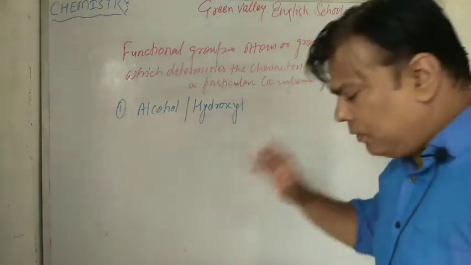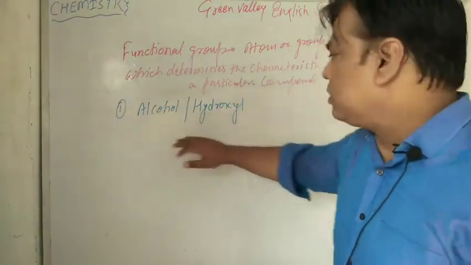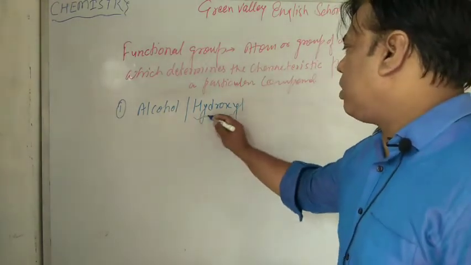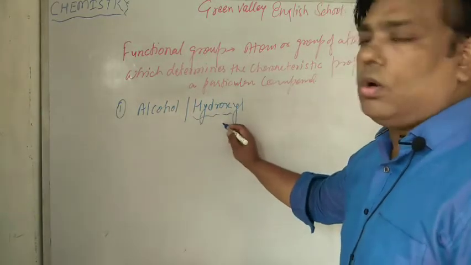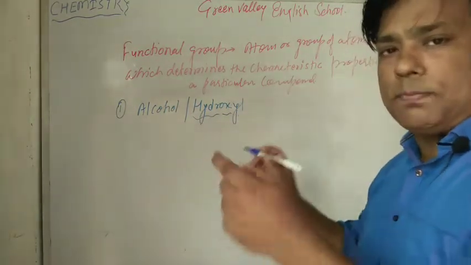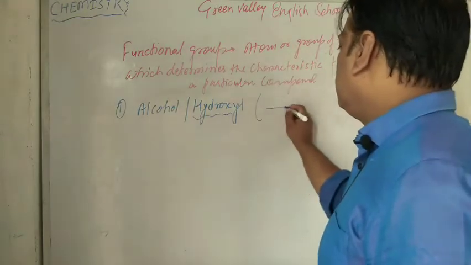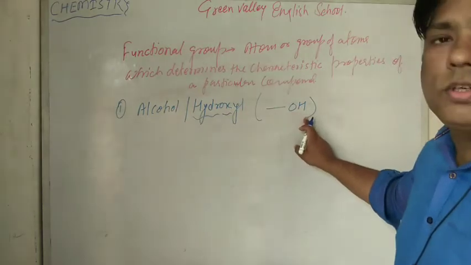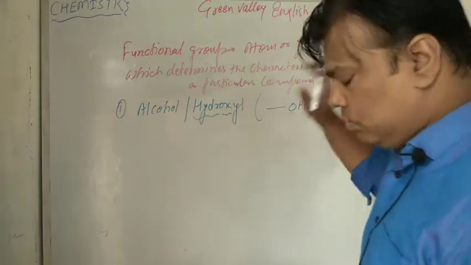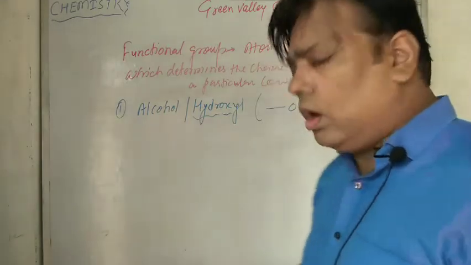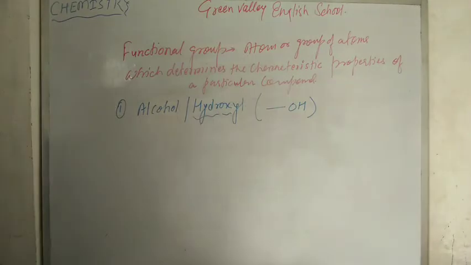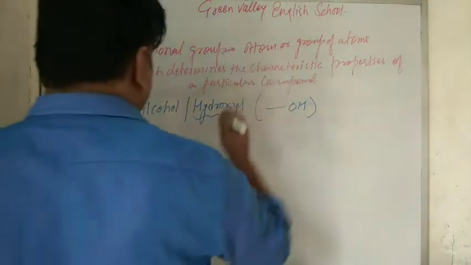For example, the first group is the alcohol group, that is also called hydroxyl group. As the name suggests, hydroxyl means hydro plus oxygen. Hydro means what? H plus O, right? So the symbol of hydroxyl is OH. Single bond OH. That is the symbol of the alcohol group. Now how can we write the IUPAC name of this compound?